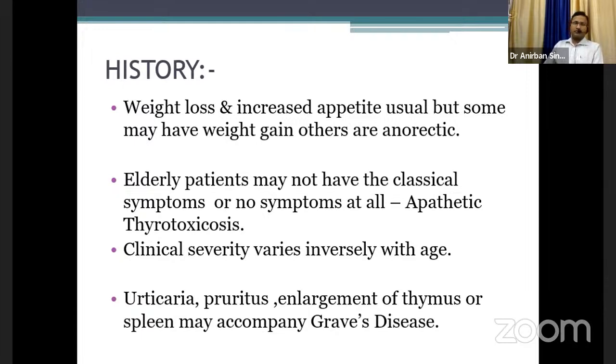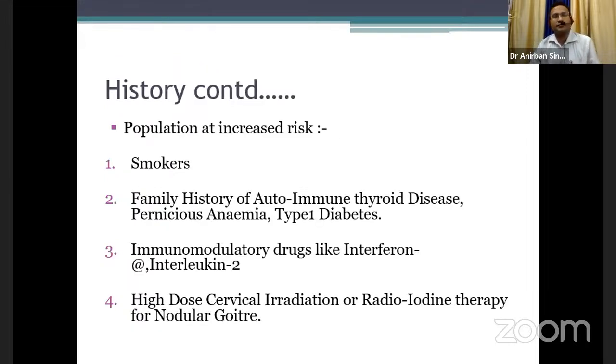Graves disease can be found, and the patient can present with itching all over the body. The population at risk for thyrotoxicosis or hyperthyroidism includes smokers, those with a family history of autoimmune disease, pernicious anemia or history of diabetes. Treatments like interferon and immunomodulators actually increase the risk. Patients with a history of radiation, maybe for cancer or other reasons, are also at risk.